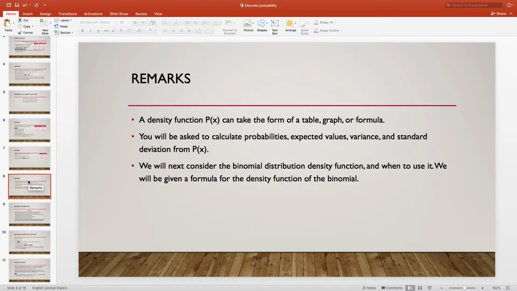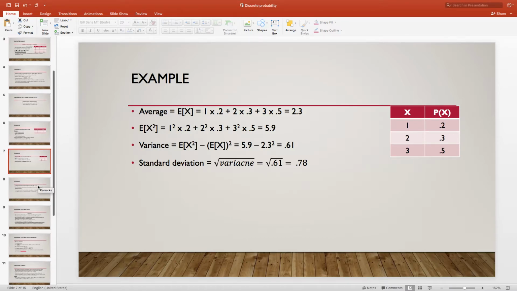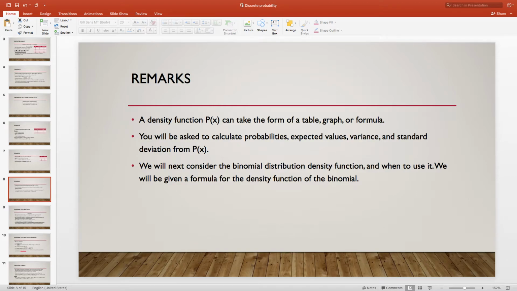Now, just a few things to discuss. Our probability took the form of a table. It can just as well take the form of a graph. Like I could graph this and make a bar chart of x versus its probability. And I can make a bar chart out of this table. Another thing that I can do is make a formula out of this table.